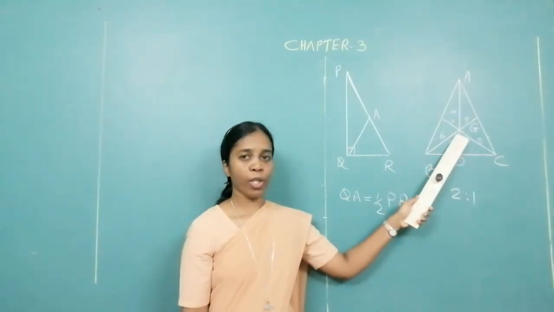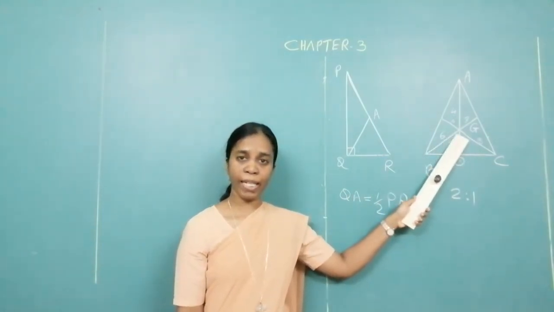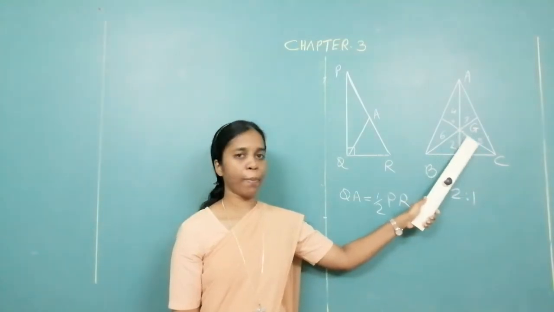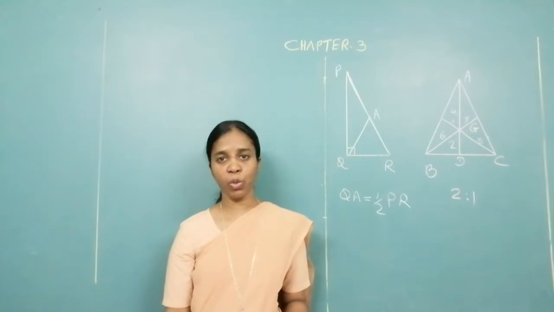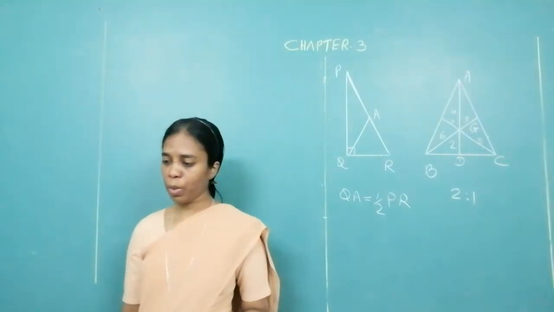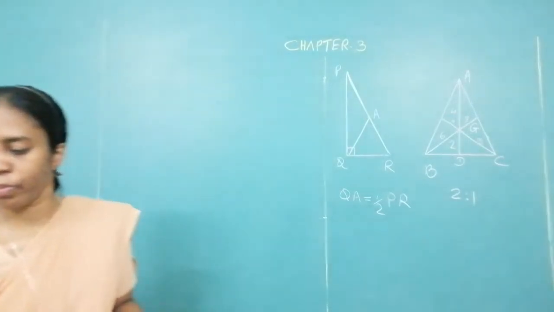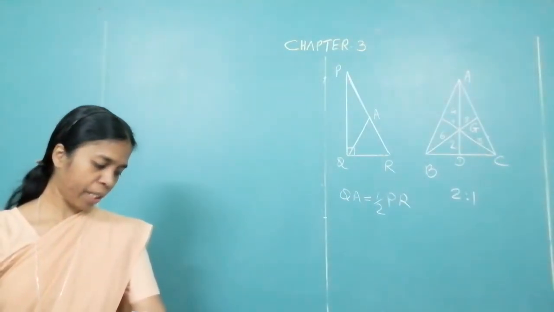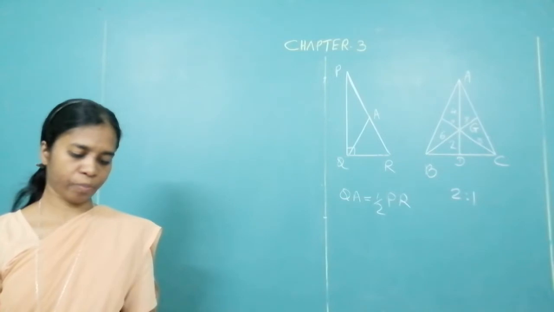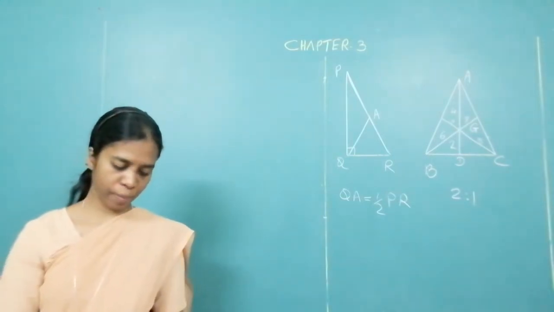The concurrent point of all three medians of a triangle is known as the centroid, denoted by capital G. G divides the median in the ratio of 2:1. Based on these properties, we have the next practice set. Practice set 3.3.